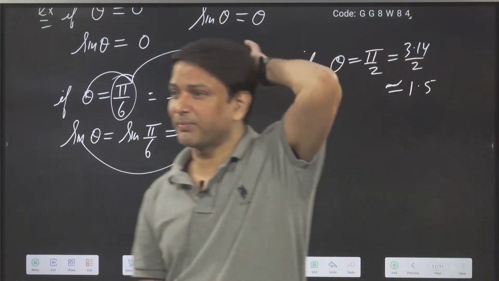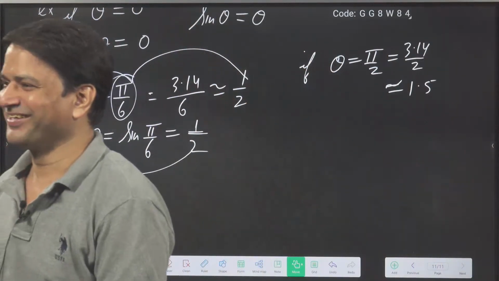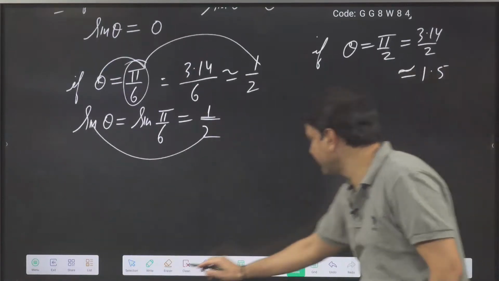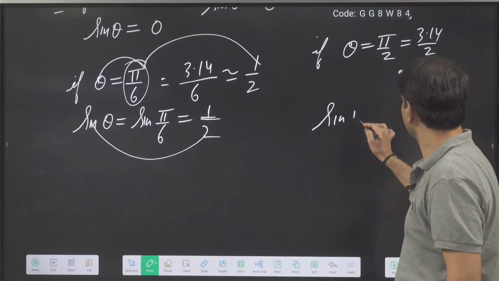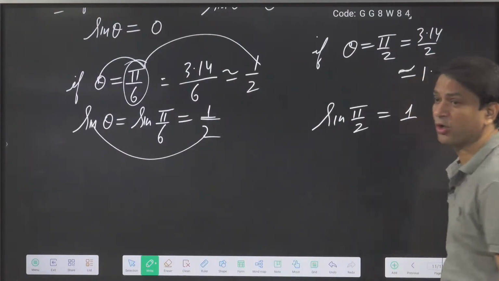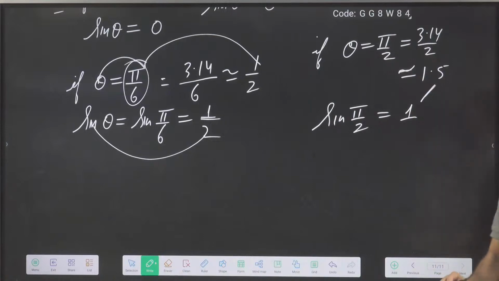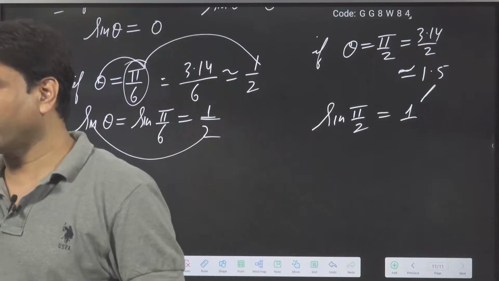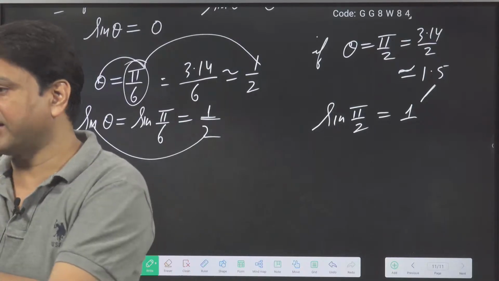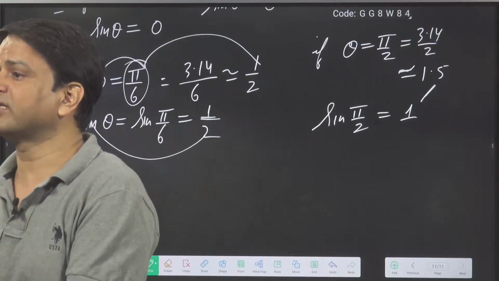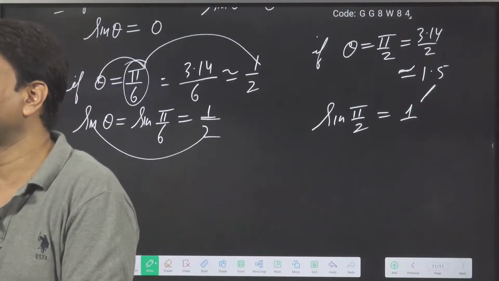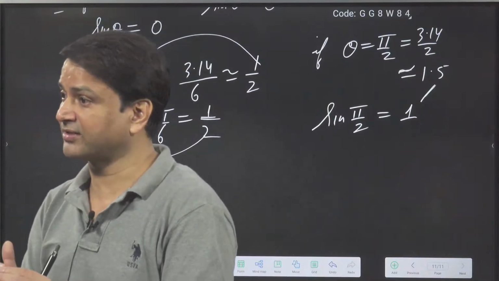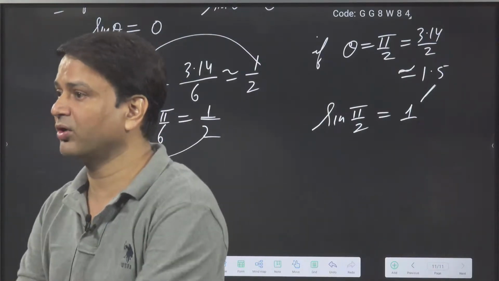Okay, so theta is equal to pi by 2. Pi is 3.14, and 3.14 by 2 gives 1.5. And if I write sine pi by 2, sine 90 is what? 1. Now you can see the difference. Here theta is 1.5 and sine theta is 1. So the difference is more. That's why as we increase the angle, the difference between sine theta and theta increases. That's why we use this result: if theta is small, then sine theta can be written as theta. For a small angle we can write sine theta is equal to theta, but for a large angle we cannot say.